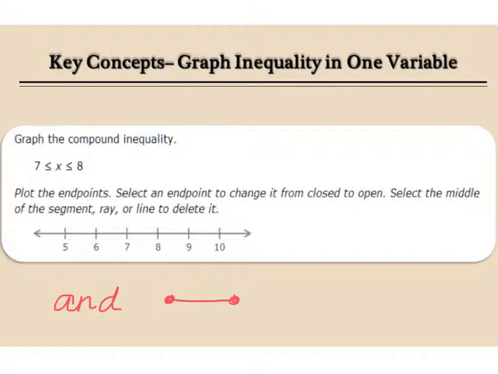I like to kind of look at it from the x perspective, and it says x is greater than or equal to 7, and x is less than or equal to 8. So they're both underlined symbols. One is at 7, one is at 8, and because it's an and, they are connected. And that's all there is to an and.